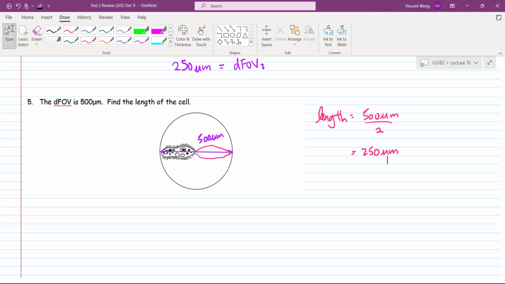That's all you have to know for the microscope stuff. And all the microscope questions are going to be in the multiple choice. All right. Any questions?